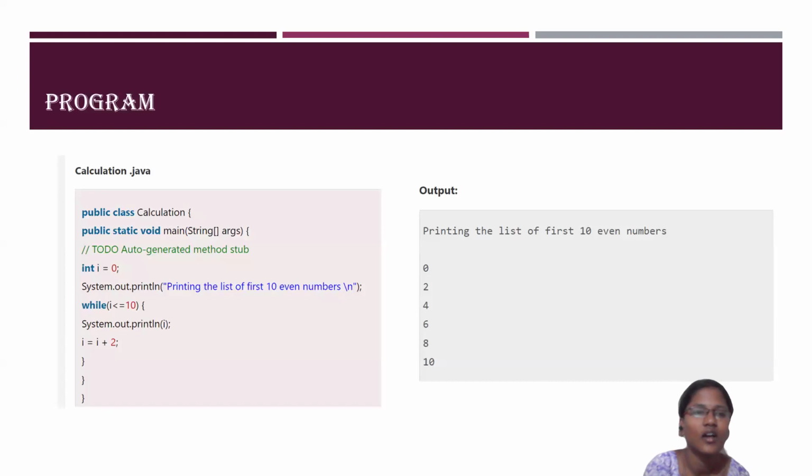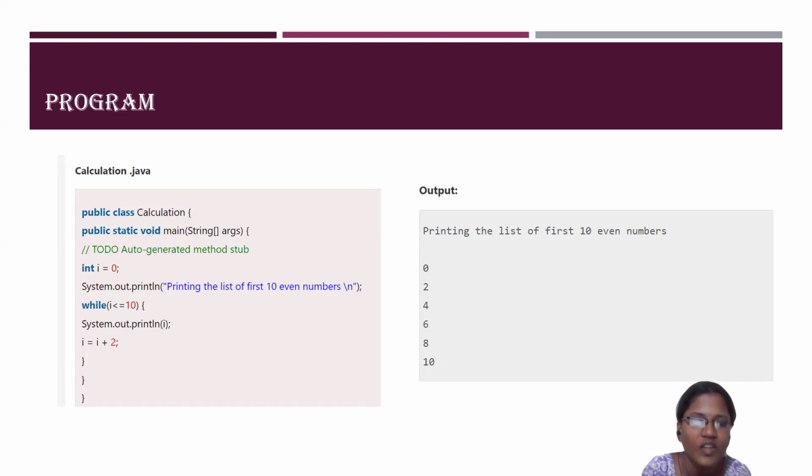Here I have created a class called calculation and a main function, and I have declared a variable i equal to 0, and then I have written a print statement printing the list of first 10 even numbers, and after this I have given the condition while i is less than or equal to 10, then it should print the value of i, and i is equal to i plus 2, and it should be incremented.